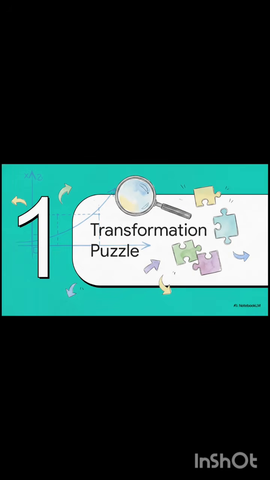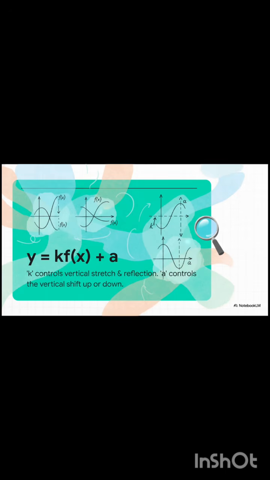First up, let's get our heads around this transformation puzzle. We really need to become detectives here and figure out exactly how this function has been shifted and stretched. Okay, so here's our core equation. Y equals k times f of x plus a. Our entire job is to find the secret values for k and a.